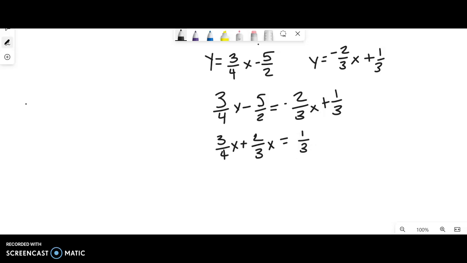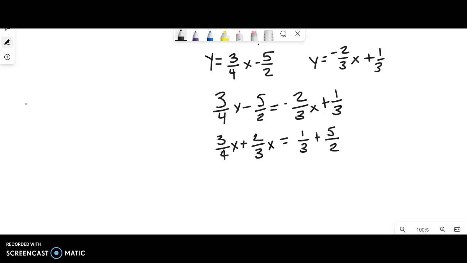I have negative 5 over 2. Now I'm going to have positive 5 over 2. Okay, I got a lot of fractions here, and I need to have the same denominators. So for this side, I'm going to make it all over 12. That's going to be my first common denominator.